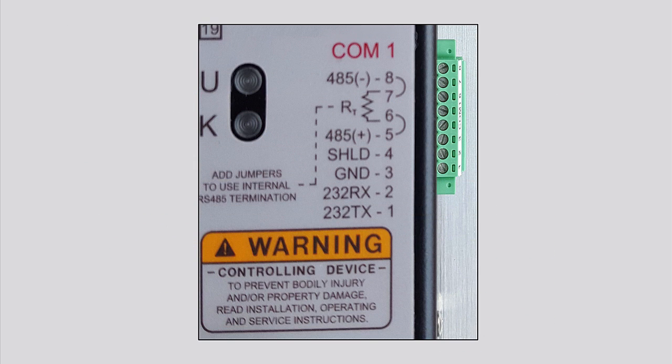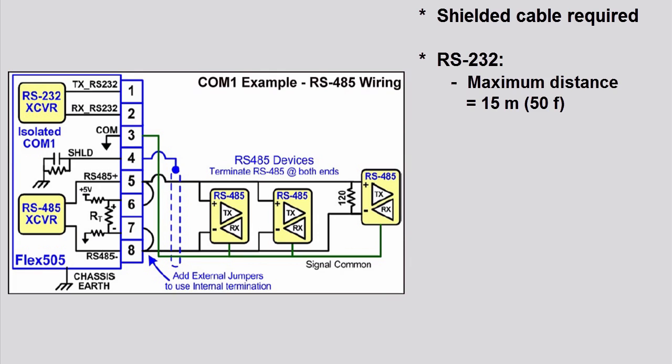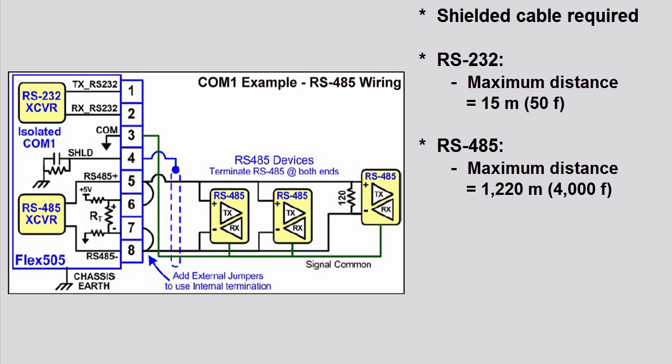The third available communication type is the serial port. An isolated RS-232 or RS-485 serial port is available for customer use. The serial connections have the following specifications. A shielded cable is required when using this port. Maximum distance for the RS-232 is 15 meters or 50 feet. Maximum distance for the RS-485 is 1,220 meters or 4,000 feet.